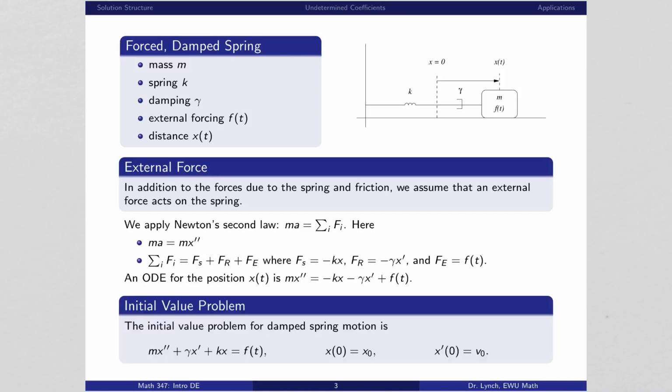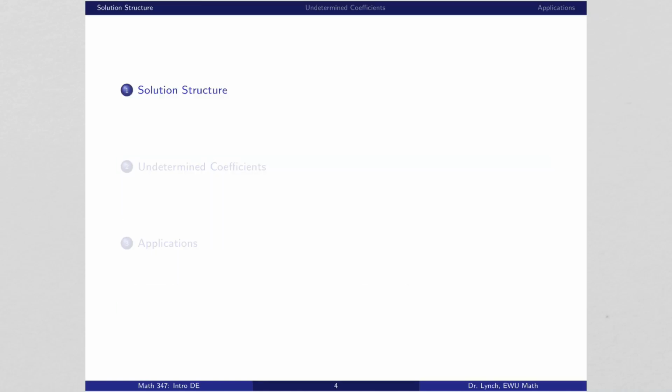Okay, so rewriting this in our general format, we have a non-homogeneous second order constant coefficient differential equation of the flavor m x double prime plus gamma x prime plus k x is f of t. And if we specify initial position and velocity x naught and v naught respectively, we have a properly formed initial value problem. Okay, so let's go ahead and talk about the structure of this solution.